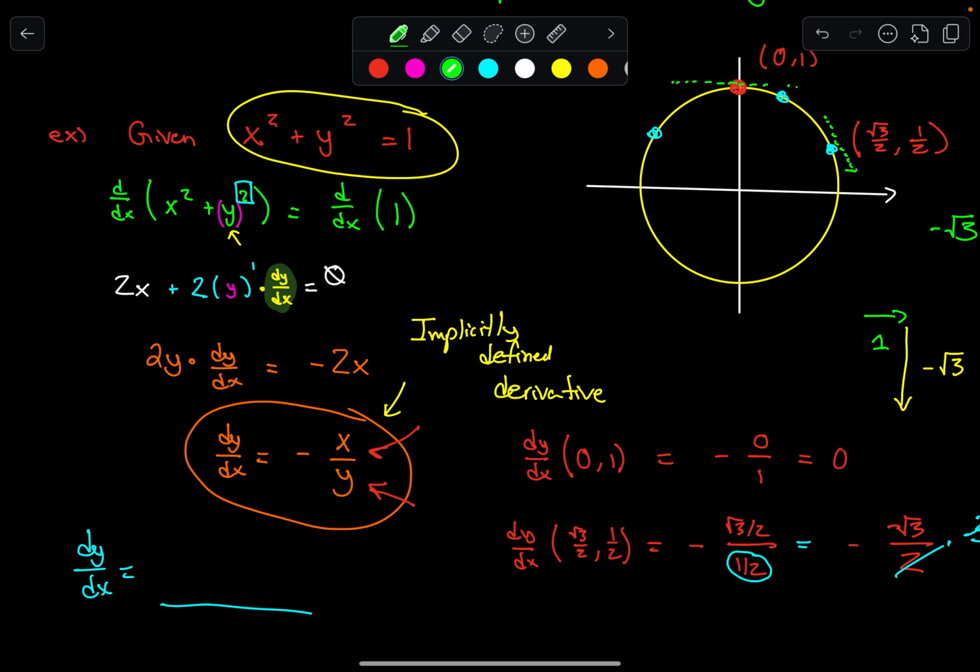With this tool under your belt, implicit differentiation is the one that gives people the most trouble when they first learn it. But if you understand that the chain rule is always taking place, it's just the chain rule, nothing you don't already know, then you're going to be good to go, and implicit differentiation won't be too bad.